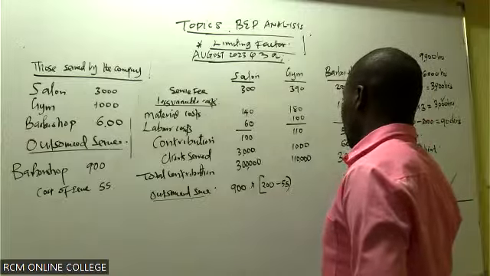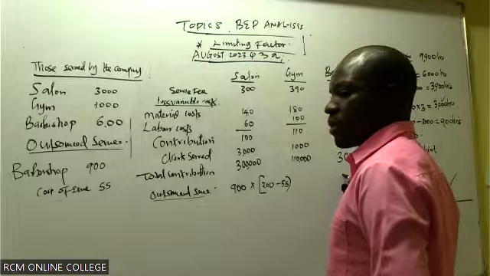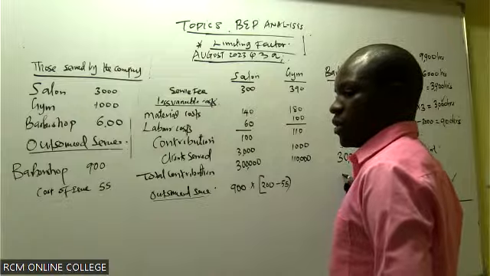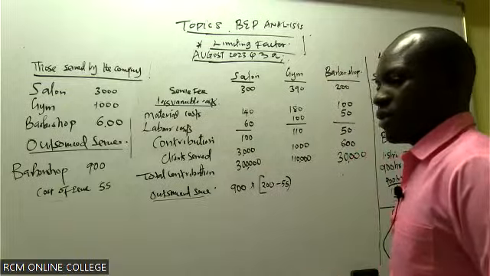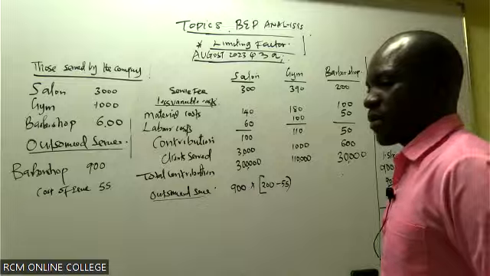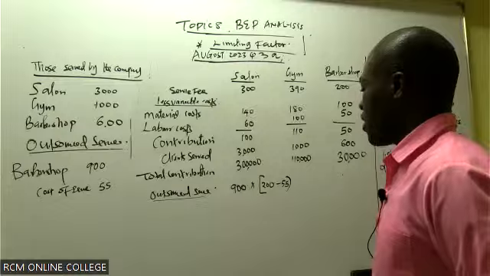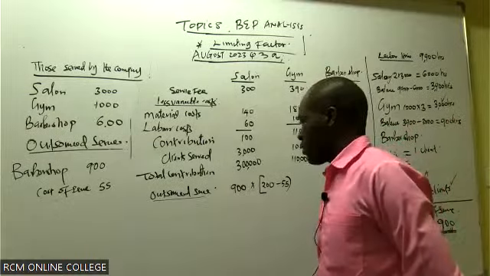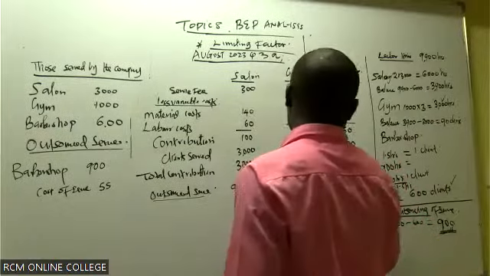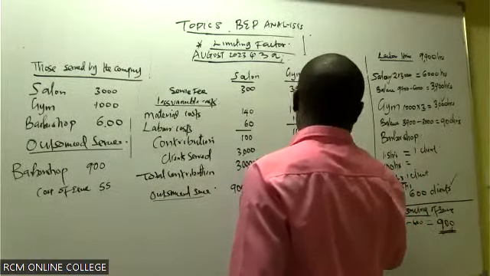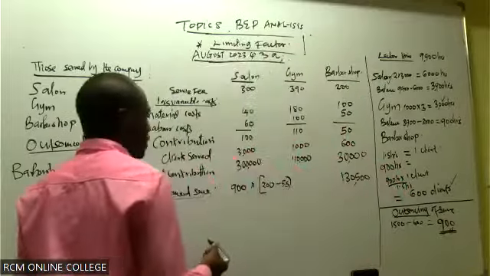Niambie contribution unapata ni ngapi? Contribution itakuwa ngapi? 145 by 900. 145 by 900 tutakuwa na ngapi? 130,500. Is it 130,500? So give us now, remember you're supposed to prepare the income statement.